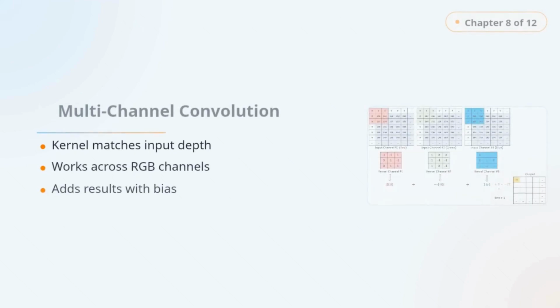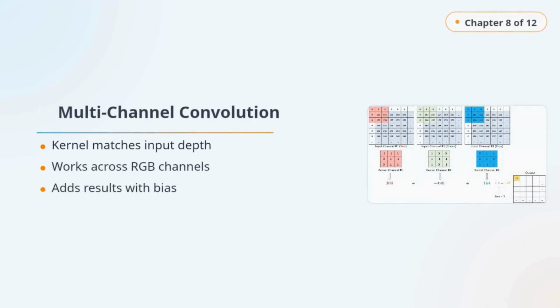For color images, the filter is not just width by height, it also has depth. So for an RGB image, the kernel spans all 3 channels. The model performs the operation on each channel, adds the results together, and then includes a bias. That gives one output value at that location.